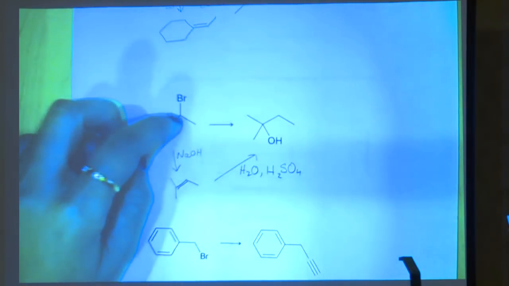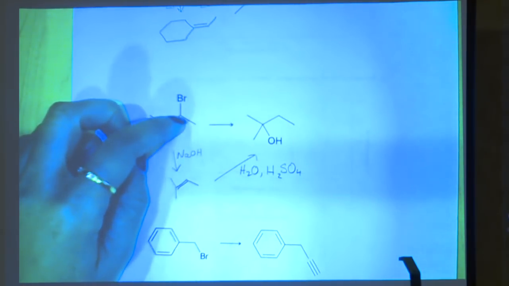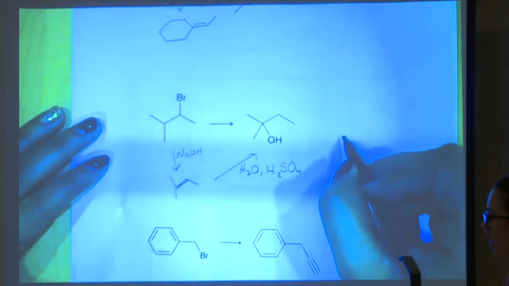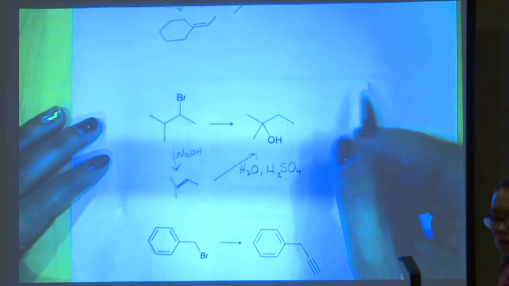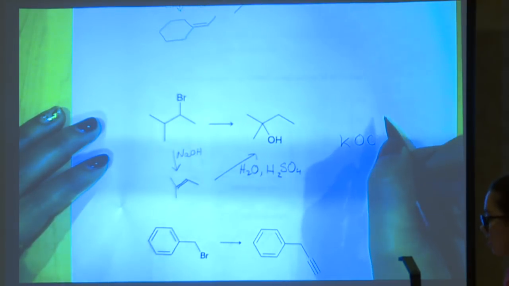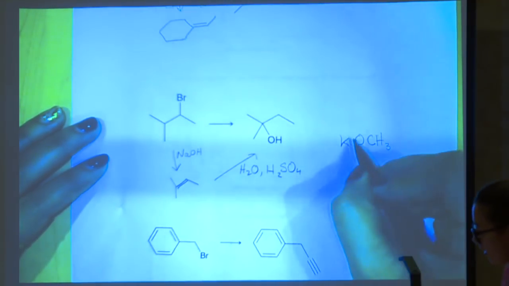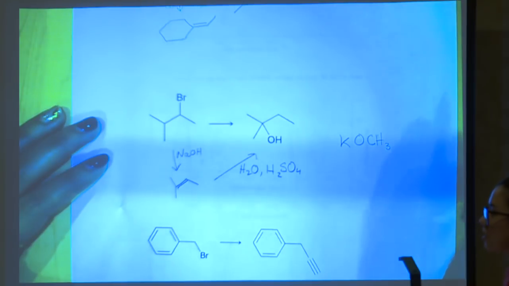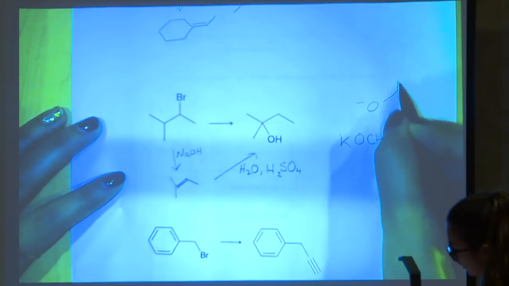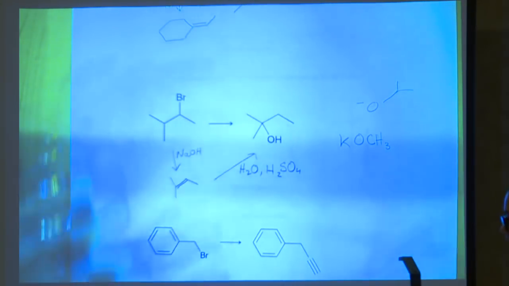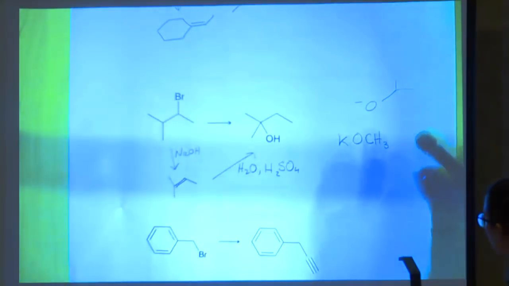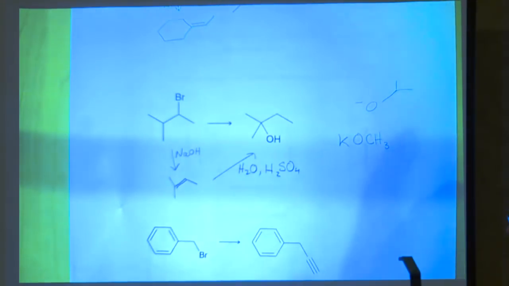If that would give you the Hoffman. Wait, how? Wait, can you repeat that? KOCH3? Like that, right? Oh, there's another. Okay, okay. So you're saying something like this. Like that? Okay. Why can we not use that? Bulky, yeah. So that'll be bulky, and that'll give you your Hoffman product, right?